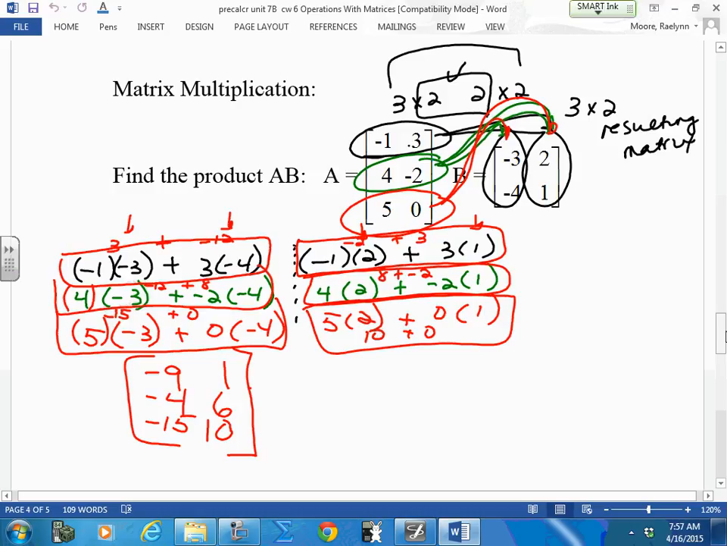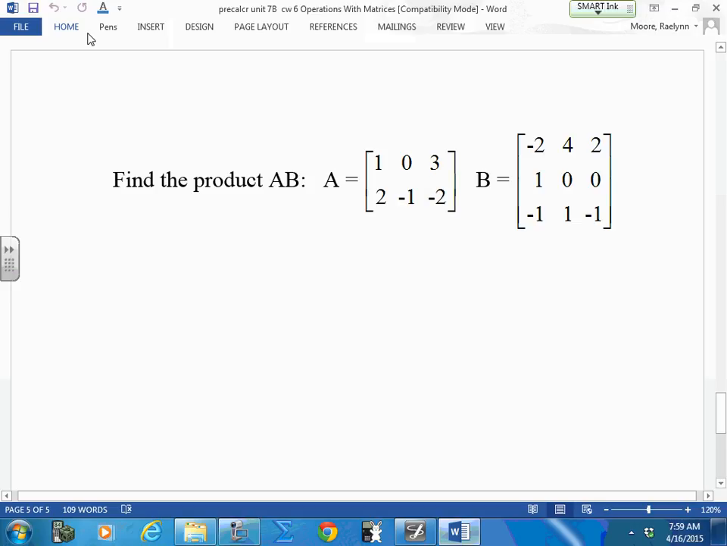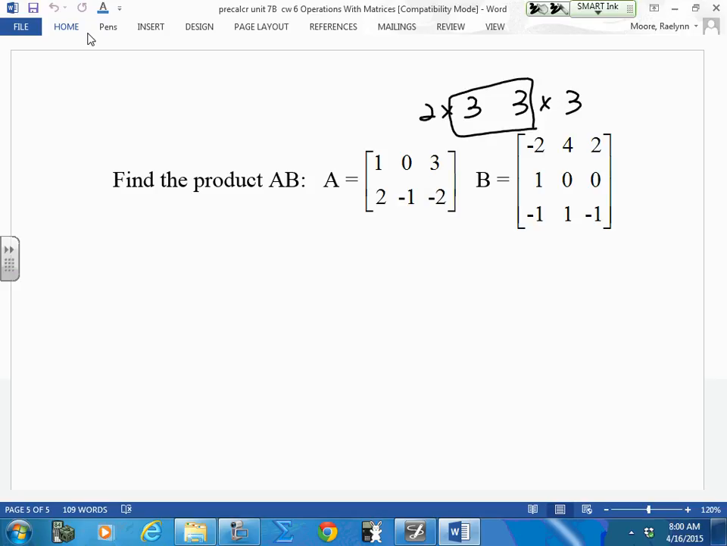Okay? And now you're going to do this with me. So let's check to see if this is doable. What's this order of this one? 2 by 3. What's this order? 3 by 3. The middle ones have to be the same. The resulting matrix is going to be 2 rows times 3 columns. This is going to be your resulting matrix.